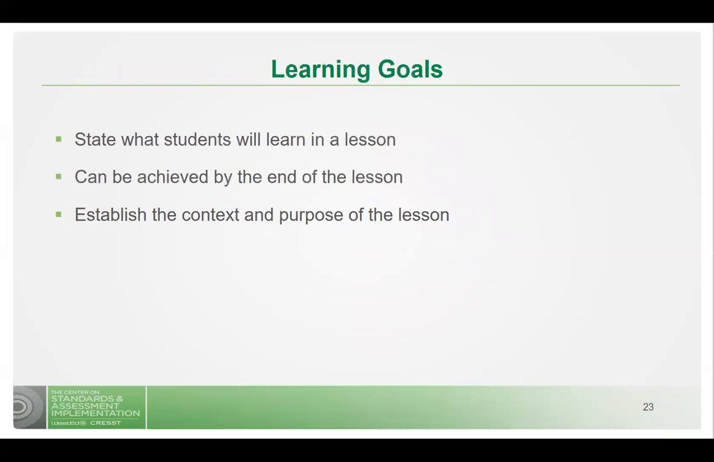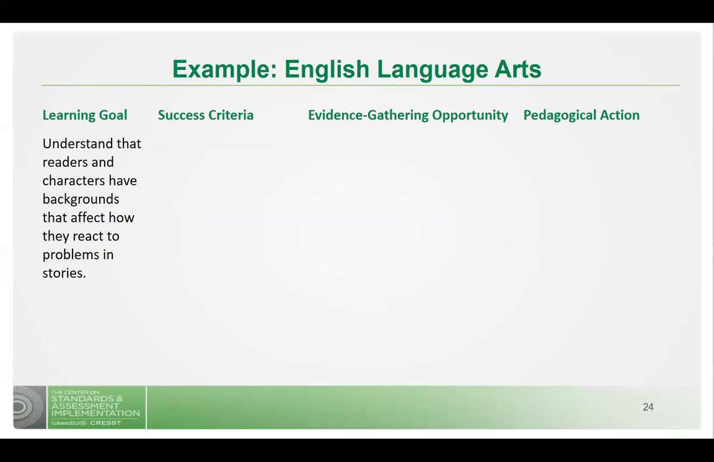They must be written in a language that can be understood by students, whether those students are 5 or 15. And they are based on your state's college and career-ready standards, as well as your content area expectations and practices. Here's an example of a 3rd grade English language arts learning goal. In this lesson, students understand that readers and characters have backgrounds that affect how they react to problems in stories.